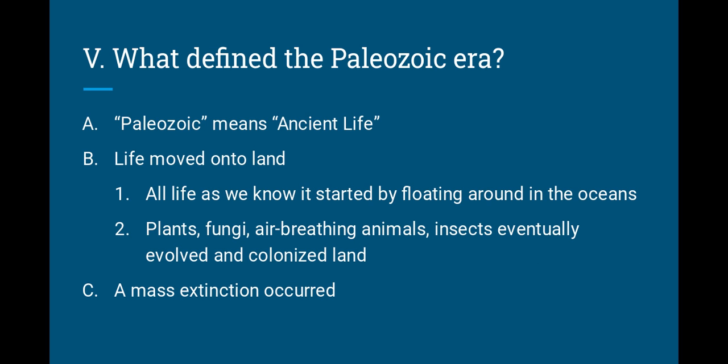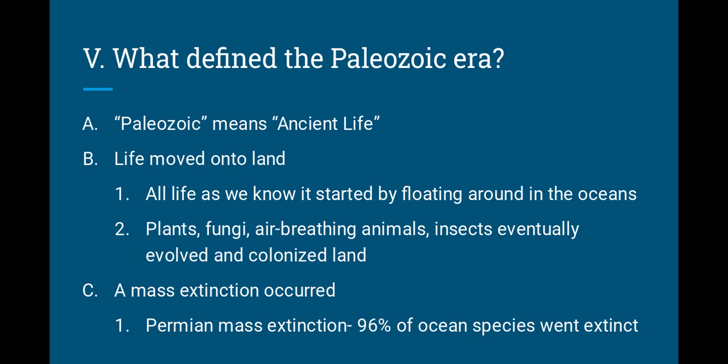At the end of the Paleozoic era, we had the biggest mass extinction that's been recorded in Earth's history, called the Permian mass extinction. 96% of ocean species went extinct at this point.